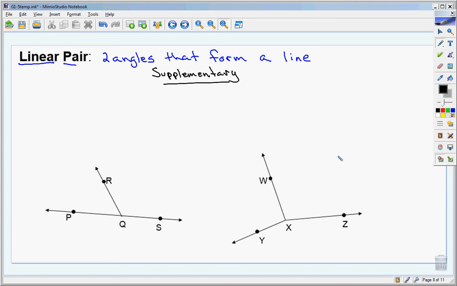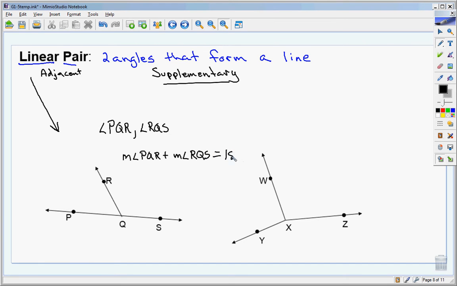One of the two pictures has a linear pair. Which one? The first one or the second one? The first one does. I can see that I have two angles, angle PQR and angle RQS. And I can see that when I put those two together that they form a straight line. By the way, linear pairs will always also be adjacent. They'll always be next to each other. The measure of angle PQR plus the measure of angle RQS, because they're supplementary, has to equal what? 180 degrees.